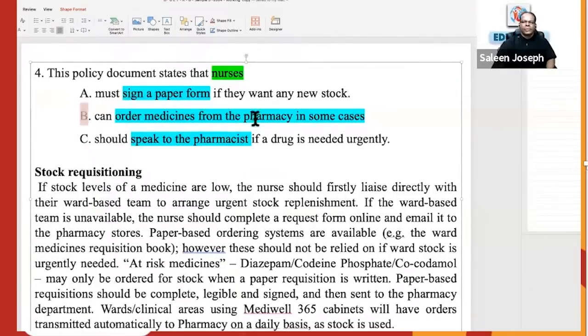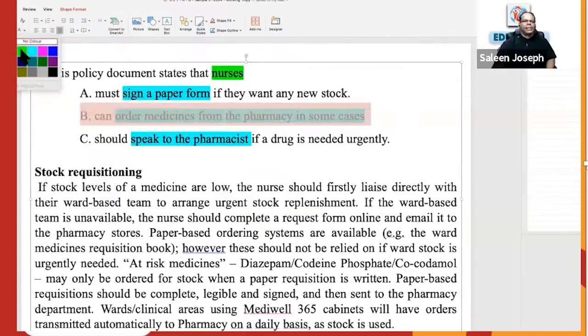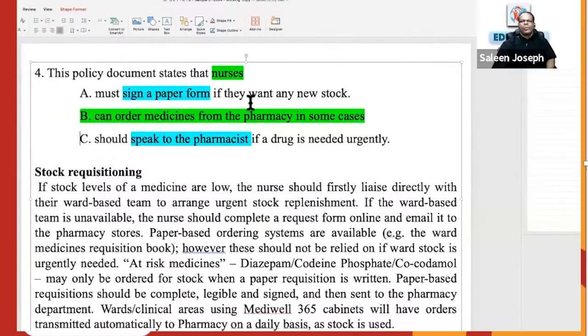So what will be the answer? Yeah, B. Yeah, definitely. See, must sign a paper form if they want any new stock. They are not saying signing any paper form. They are saying you have to complete a request form online. It's not a paper form. Online, there is no paper, right? No paper form. Then third one, should speak to the pharmacist if a drug is needed urgently. If they cannot speak, they have to order online. There's no speaking to the pharmacist. The nurse has to email online a form and email it to the pharmacy stores. So third one is also not right.